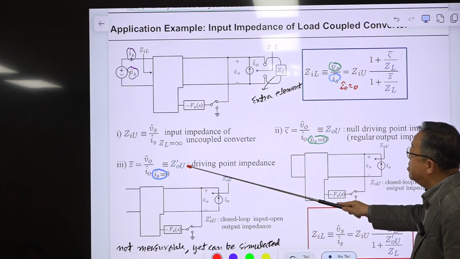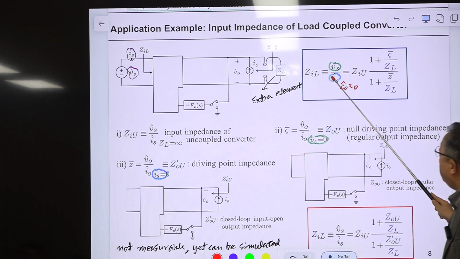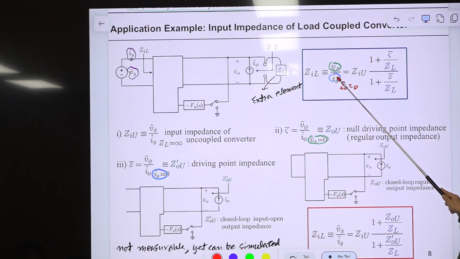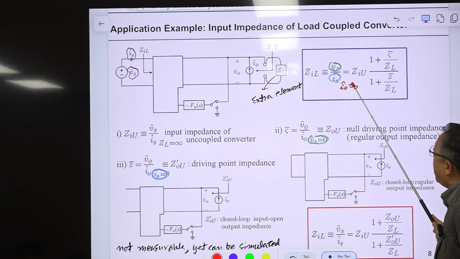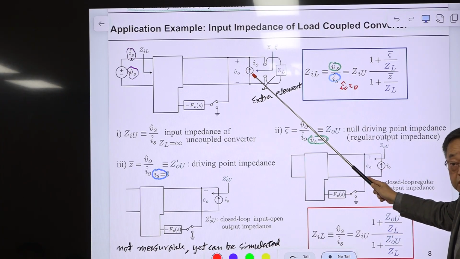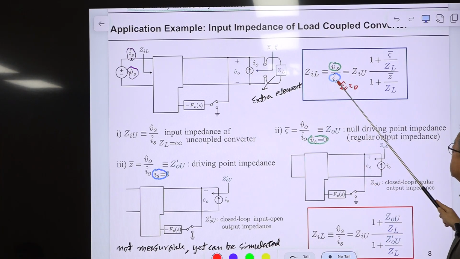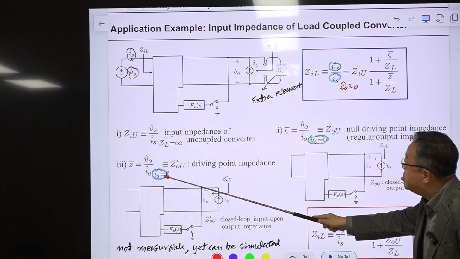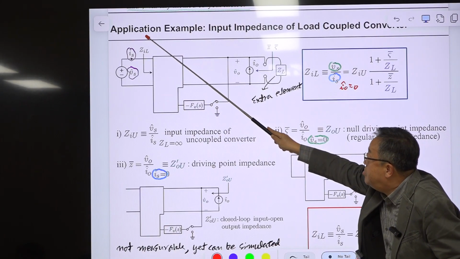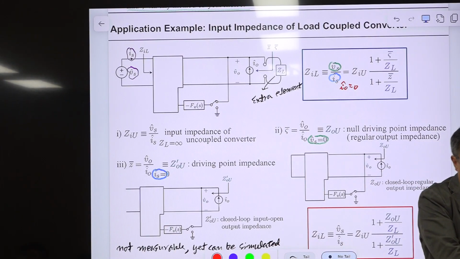Driving point impedance. For that case, the input of this transfer function is 0. So this is 0. When we are evaluating this, we assume this IO is 0, due to superposition. So this is some auxiliary information, and input is 0, IS is 0, this is 0, that means the input port is open.